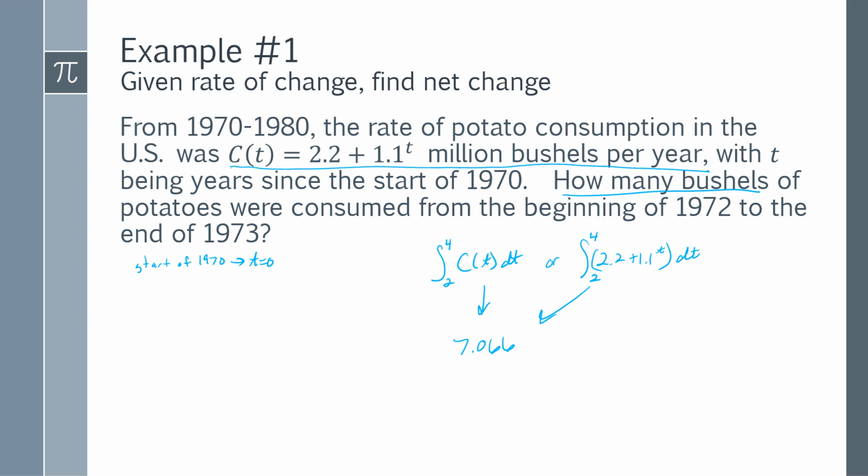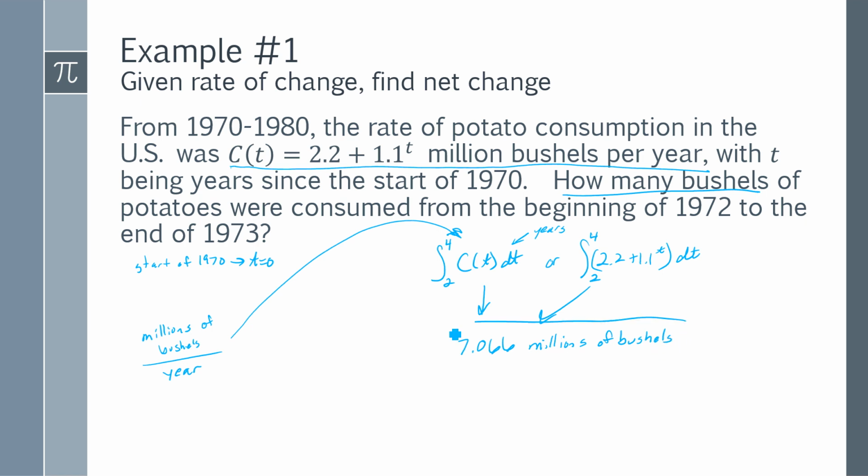But I'm asked how many bushels. This is not 7.066 bushels. I have to look at my units. C of t was millions of bushels per year. Well, when I integrated C of t, unit-wise, I took the millions of bushels per year, that is the C of t, times the units of dt, which are years. Millions of bushels per year times year leaves me with millions of bushels. And there is my answer.